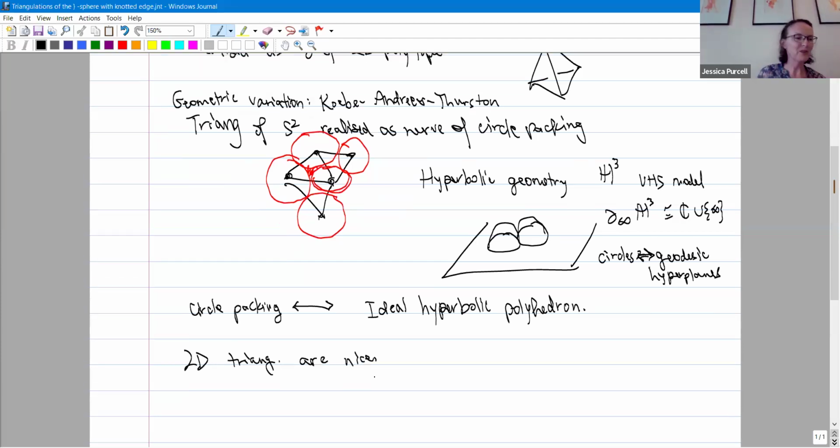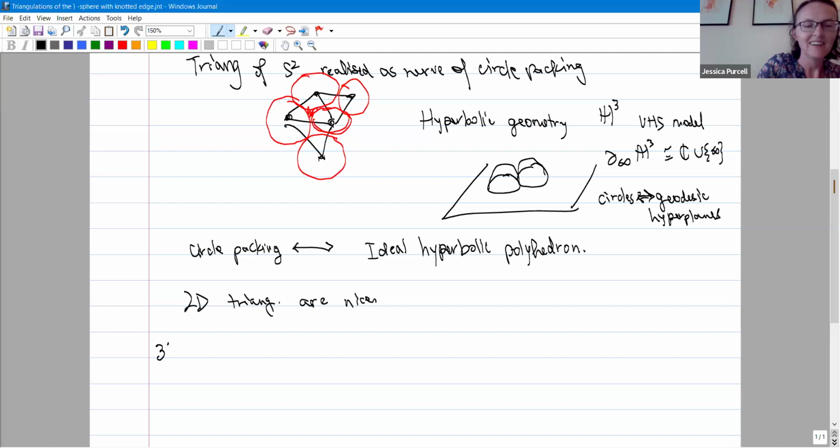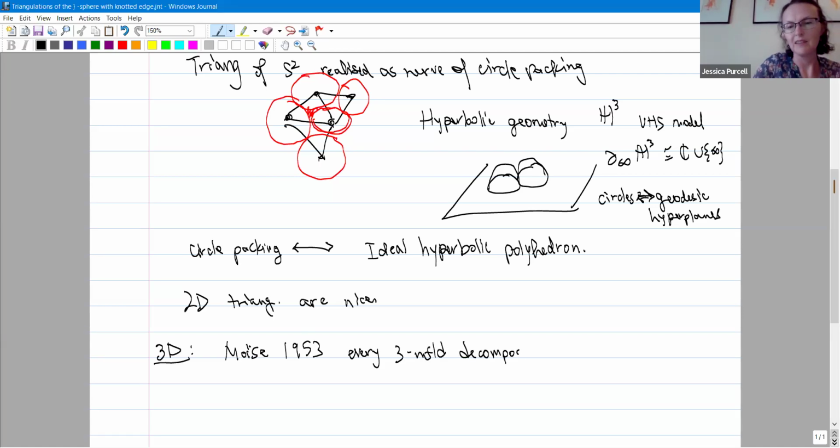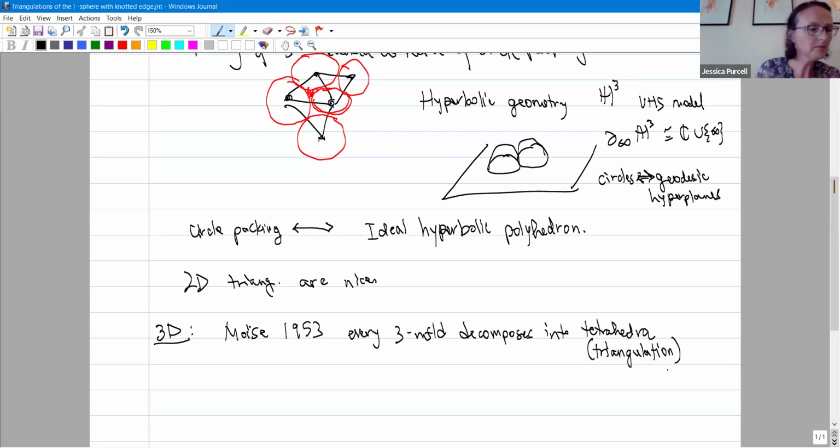All right, so let's jump into 3D. Combinatorially, it's been known for a very long time, from work of Moise from 1953, that every three-manifold decomposes into tetrahedra. And this is what we're going to call a triangulation. So in other words, we just require tetrahedra. Vertices are glued to vertices, edges to edges, faces to faces.